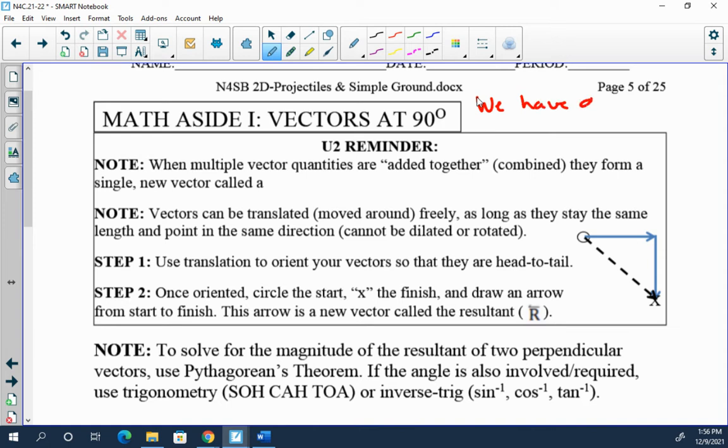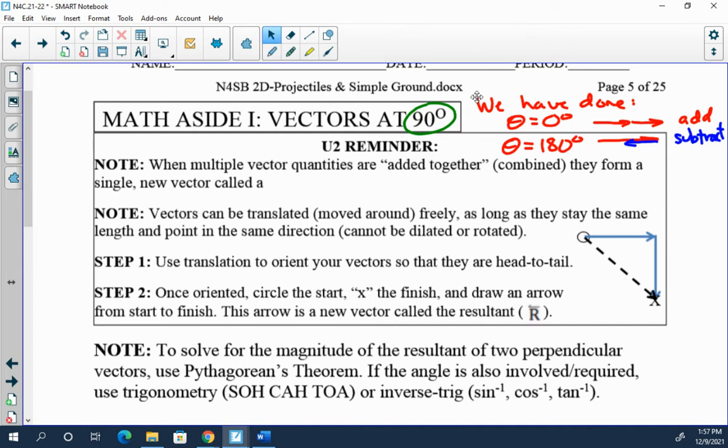We have done the following two cases. When the angle is 0 degrees, you have them set up like this, and we have done when the angle is 180 degrees, which looks something like this. In the 0-degree case, you ended up adding the magnitudes. In the 180 case, you ended up subtracting the magnitudes. That stuff all worked well and good. Now we are going to the 90-degree case, which is actually a pretty easy case mathematically.